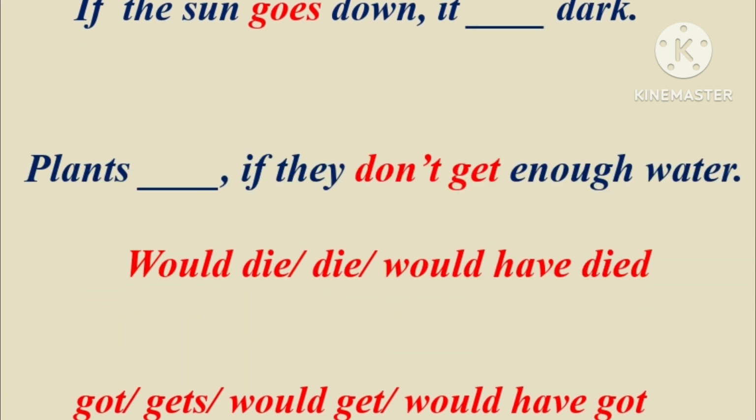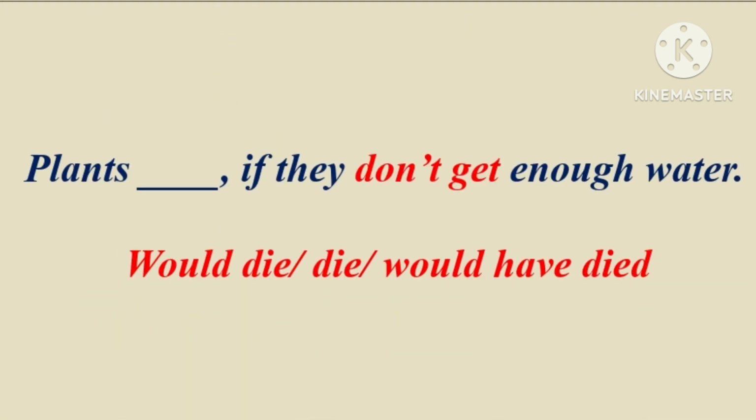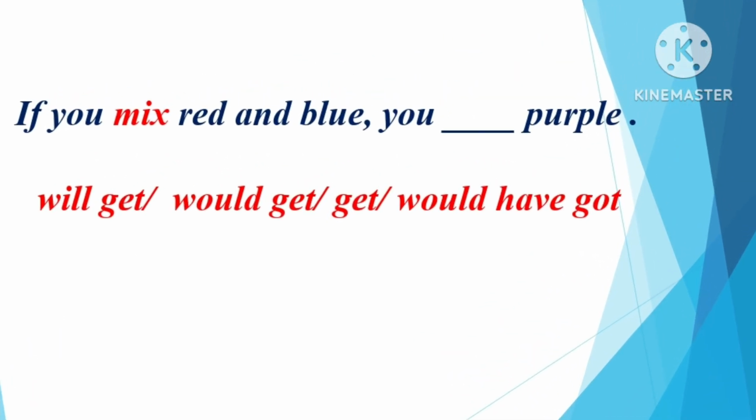Let us see the next example. Plants dash if they don't get enough water. "Don't get" is in simple present tense, and getting water is a scientific truth or scientific fact. The options are would die, die, and would have died. If they don't get enough water, plants die.